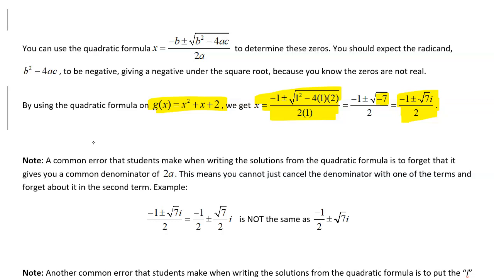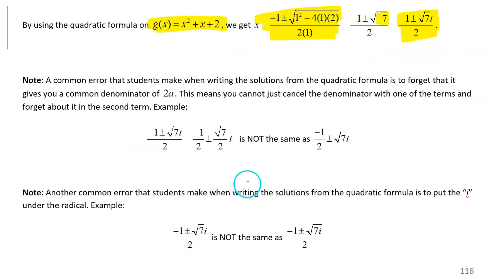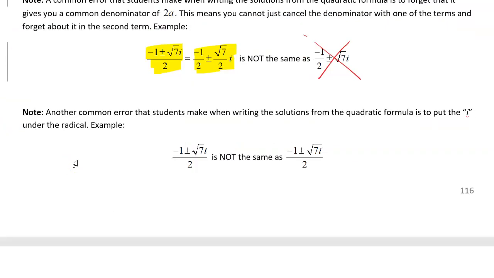Now down here they're talking about being careful for some common errors. It's okay to write your answer like this, but it's not okay to write that answer this way. That would not be all right. That means something different, so watch out for that. And secondly, another common mistake is where students will put the i inside the square root. You can see where that i snuck in there, and you don't want to do that.